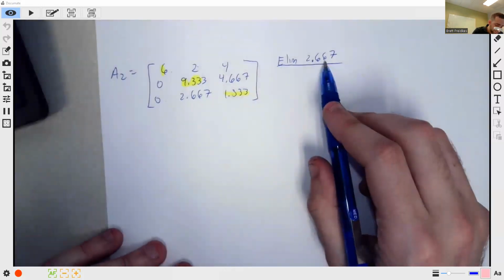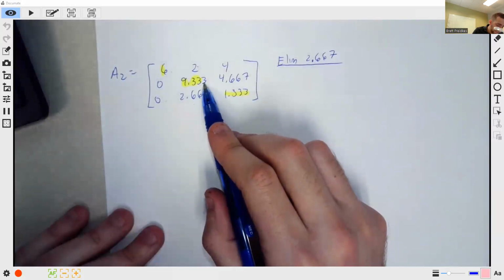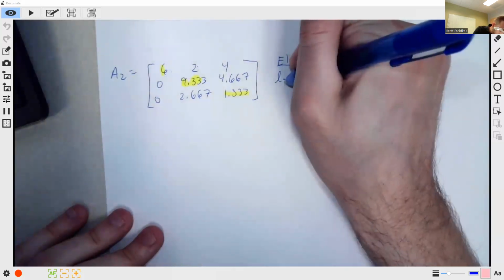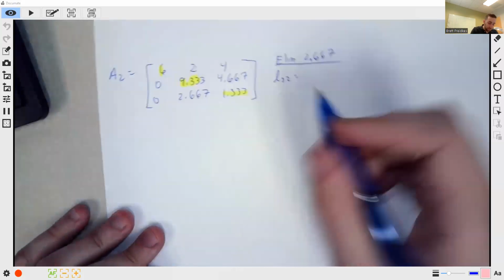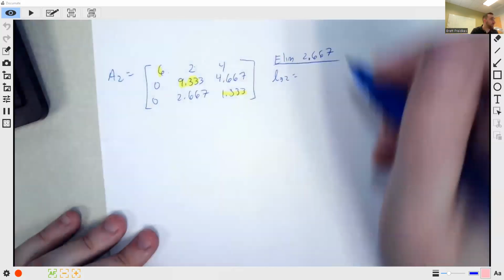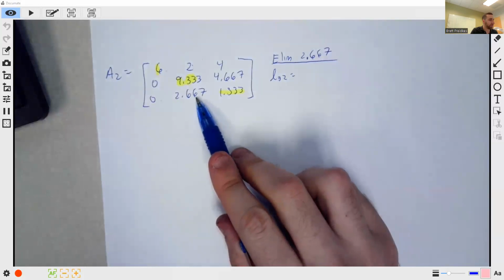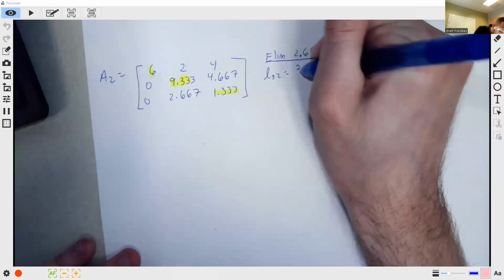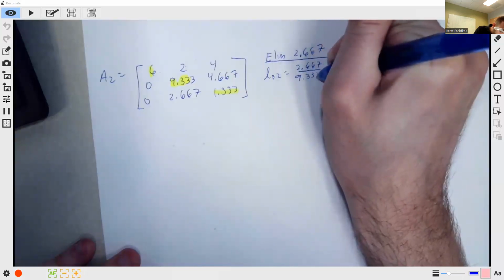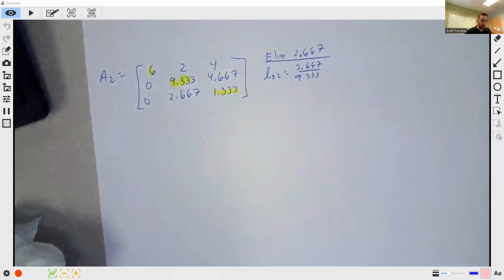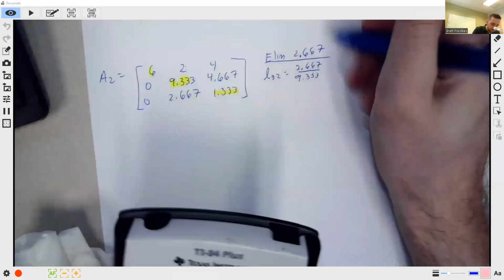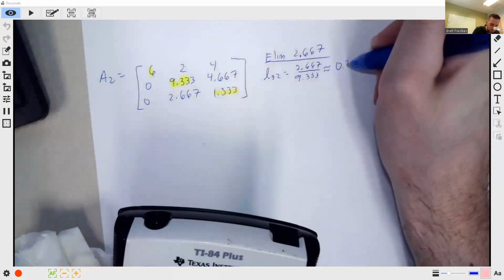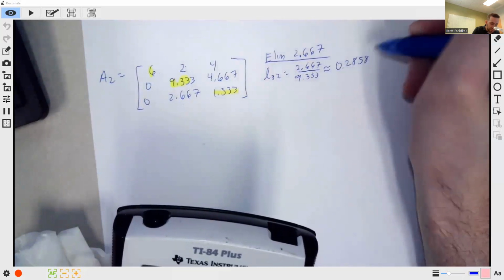So to eliminate 2.667, we need to make that 9.33 match that. So we'll say that L32. Let me make sure that you can actually see that. L32 will be the multiplier that would go here in the L matrix. That has to be 2.667 divided by 9.333. And if we do that in our calculator, just to have an actual number, 2.667 divided by 9.333, you get some ugly thing, which is approximately 0.2858.